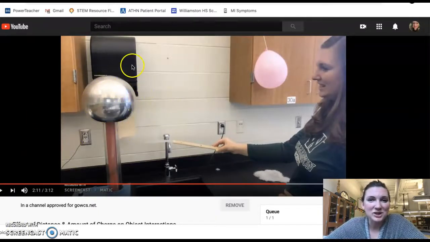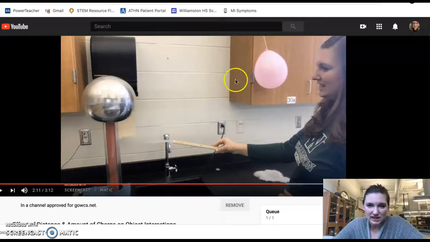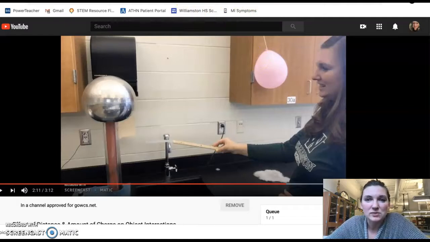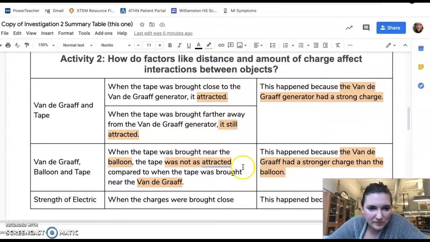It is a positively charged electromagnetic field, and you can tell how far it goes out because when the ruler with the tape in it is way out here, that tape is still attracted. In contrast, that balloon has a much weaker field around it, so that only an inch or two away from the balloon, that tape is kind of fading and not sticking up like it was. So let's come back here. Okay, so when the tape was brought close to the Van de Graaff generator, it attracted.